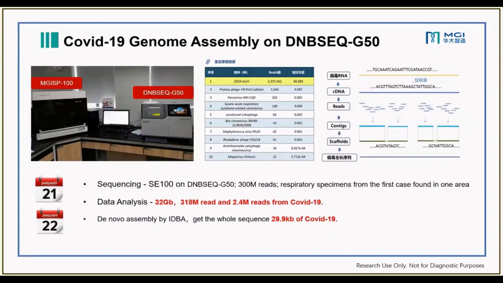The de novo assembly using IDBA basically generated the same data with the whole genome sequence of about 29.9 kilobases, basically indicating all the 3 platforms that we used for COVID-19 sequencing generated similar data and worked quite efficiently under these stressful conditions.